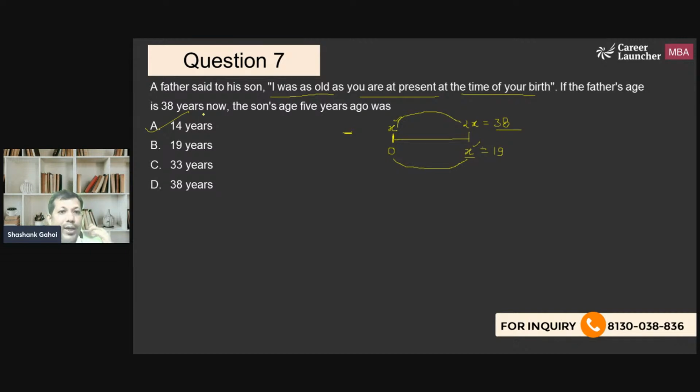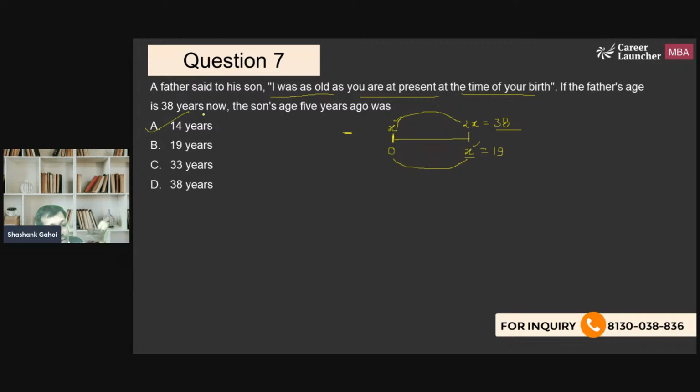ओके दीपेश, ये कह रहा है कि जो पिता है वो अपने पुत्र से ये कह रहा है कि आज जो तुम्हारी उम्र है, मैं उतने साल का था जब तुम पैदा हुए। ये पॉइंट तुम्हें समझ में आया। मतलब आज अगर सन x इयर्स का है, तो जब वो बच्चा पैदा हुआ तो पिता की उम्र भी x साल ही थी। Did you get this point?